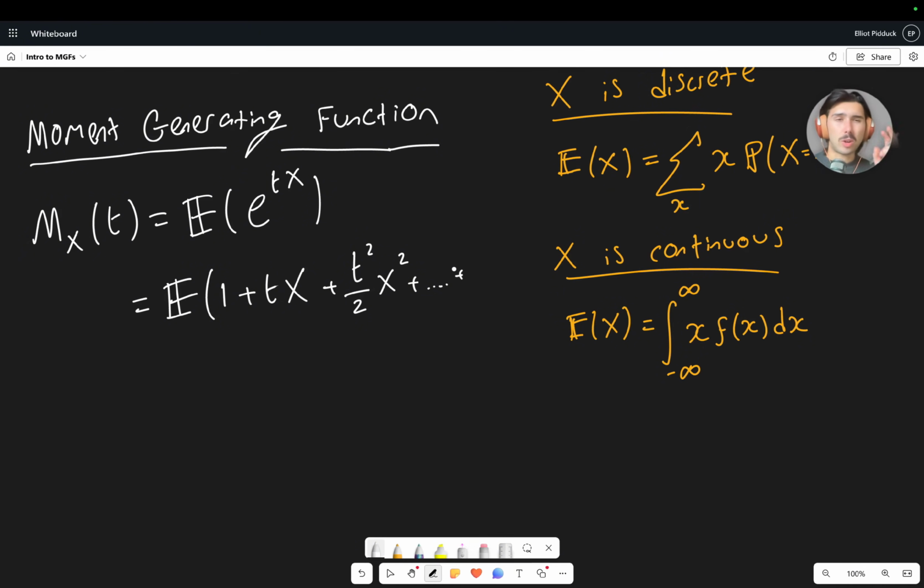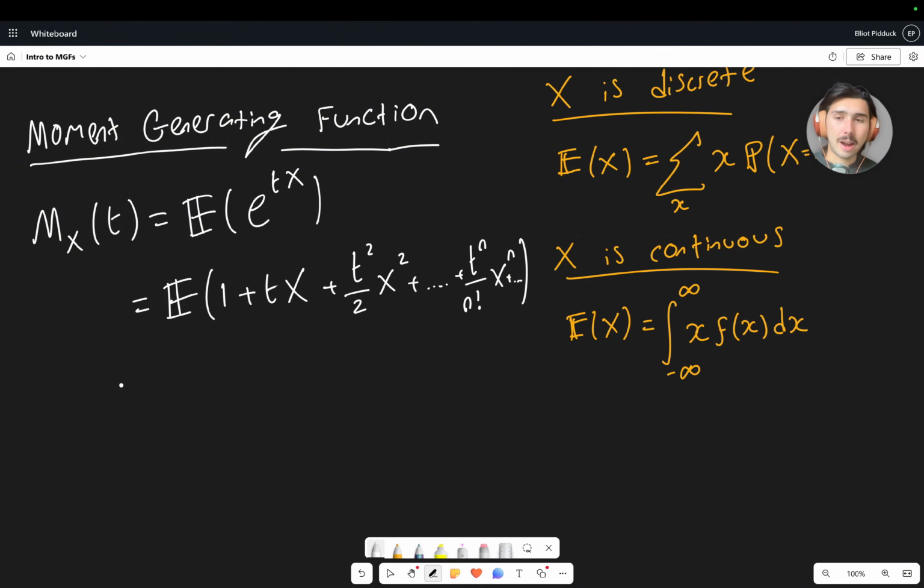And in general, the nth term of this is t to the n over n factorial times x to the power of n, like that, okay? And of course, that's going to keep going forever because it is the Maclaurin series, but this is what we can expand it to. So we're using the Maclaurin series to do this. Now, what's the benefit of that?